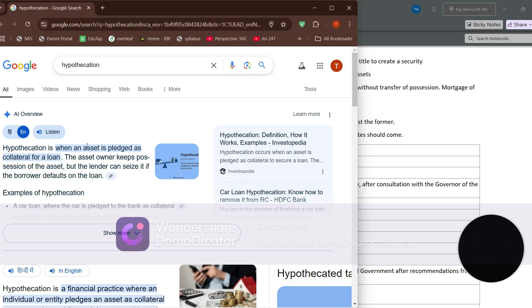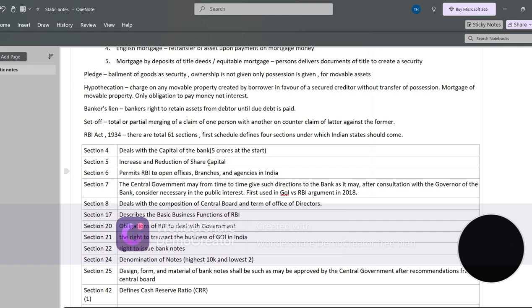Okay, the asset is basically pledged as collateral, and the owner keeps the possession, but the lender can seize it if the borrower defaults on the loan. So yeah, basically possession is with the owner, but the lender has a full right to seize it at any time if they default. Okay, now what is banker's lien? It is basically the banker's right to retain assets from the debtor until the due debt is paid.